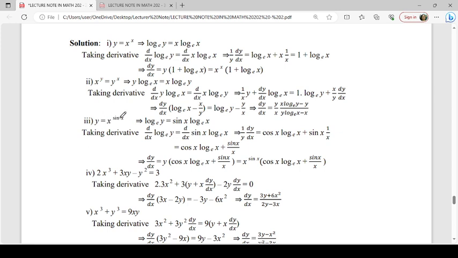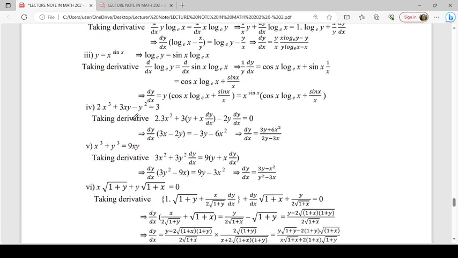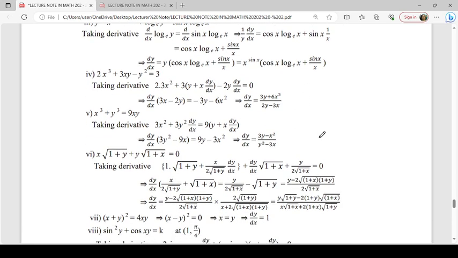Then again it is x to the power sin x, so taking logarithm, it is log y equal to sin x log x. So these are the implicit function examples.